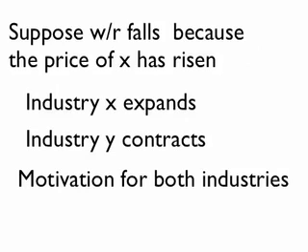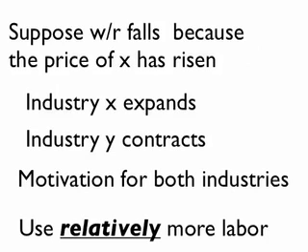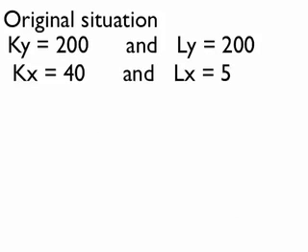This consequently has an effect on the relative use of labor. Both industries, because labor has gotten cheaper in relative terms, will have an incentive to become relatively more labor intensive. At first blush, this seems confusing. How is it that both industries can use relatively more labor if there's a fixed amount of capital and labor in the economy? This is best understood by looking at a particular example.